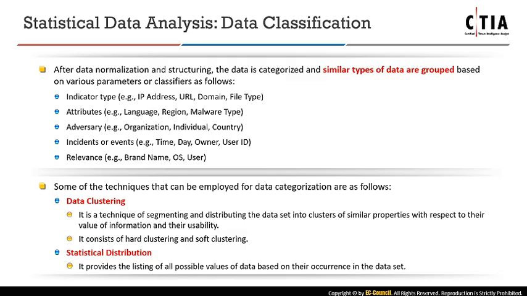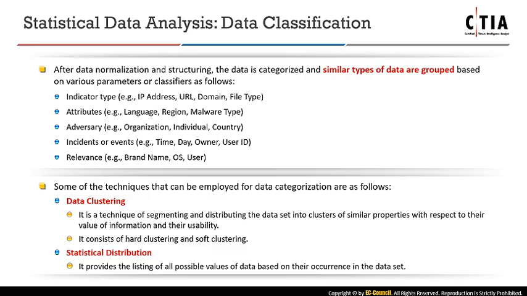So I just wanted to give you an overview of those two terms: normalization, which is reducing redundancies, and structuring, which is to move your data into a form whereby it is able to be very easily queried, and also make it more flexible and expandable, because we can add more tables and so on. After the data has been normalized and structured, the data is categorized, and then we have similar types of data grouped together based upon various parameters.